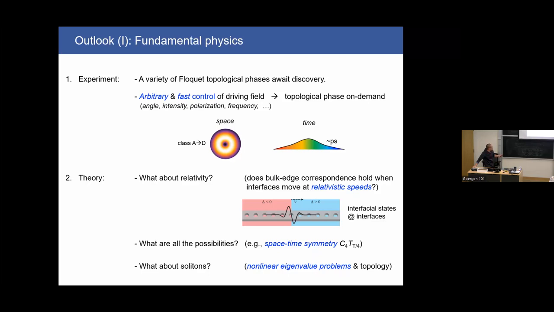Now, finally, I'm sure you have understood so far that although this is a driven system, the eigenvalue problem is linear in the probe beam. Everything is set up so that the nonlinearity is in the pump, and the probe is a linear problem. How do we really understand the topology versus this nonlinear eigenvalue problem that's solved by solitons? I think that is really the question, but so far it remains largely unexplored. It's a very hard question, but a very exciting question. Okay, so these are the fundamental science side.